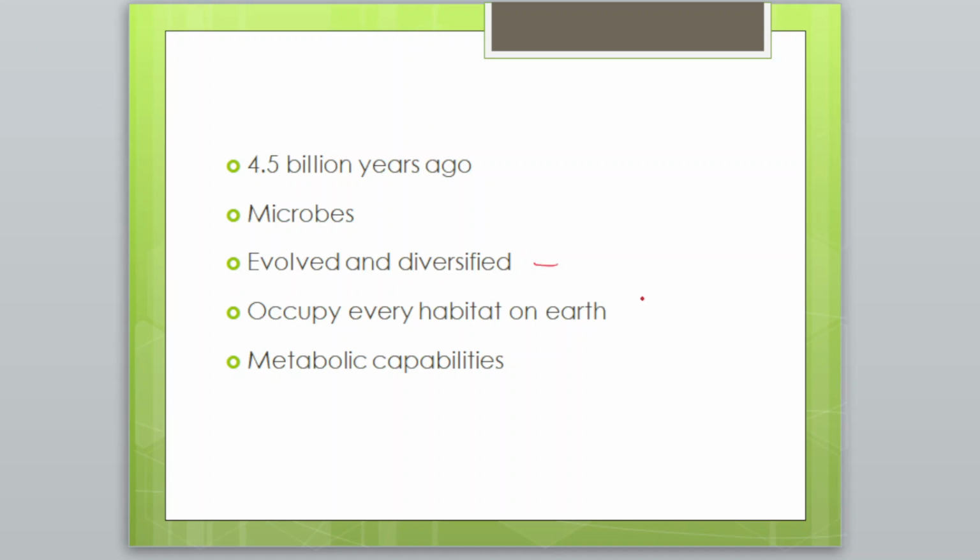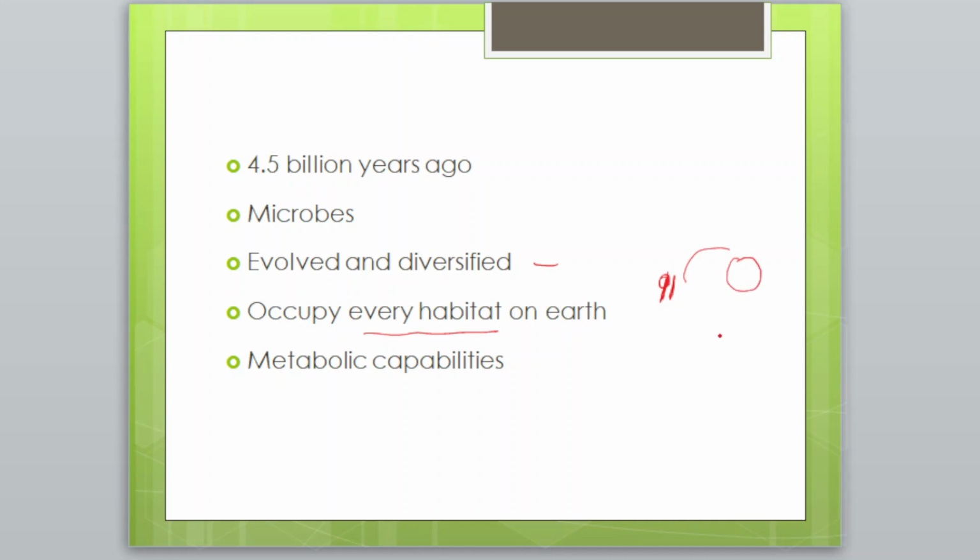These microorganisms have evolved and diversified, and they occupy virtually every habitat of the earth, from the oceanic geothermal vents to the coldest Arctic ice. You can see the diversity. They are even living in the geothermal vents, and these microbes are even present in the Arctic ice.